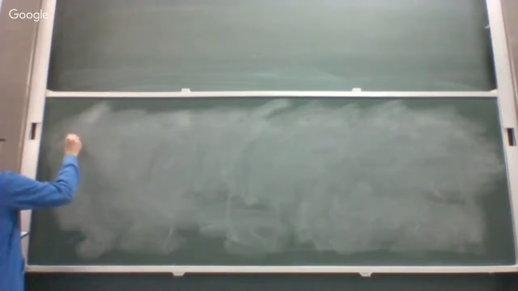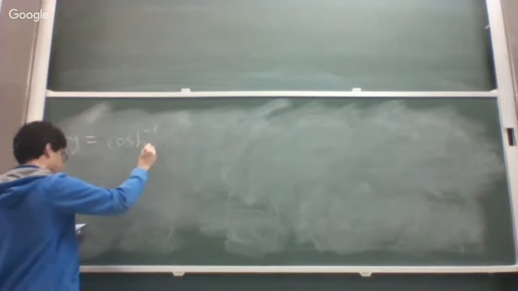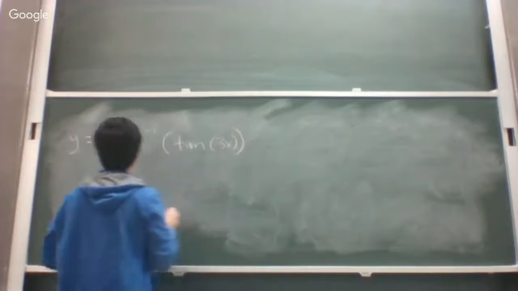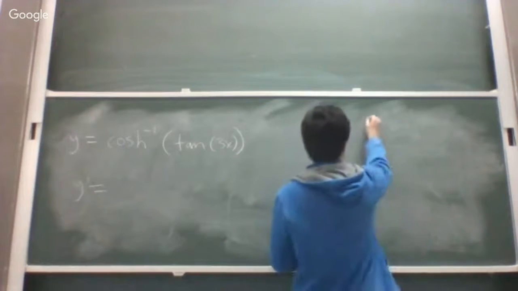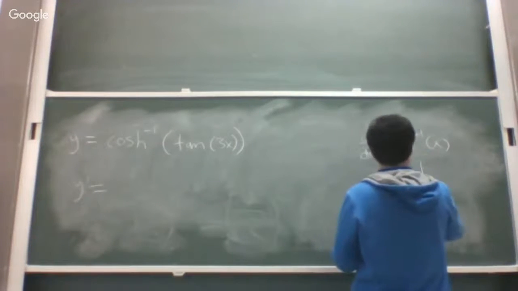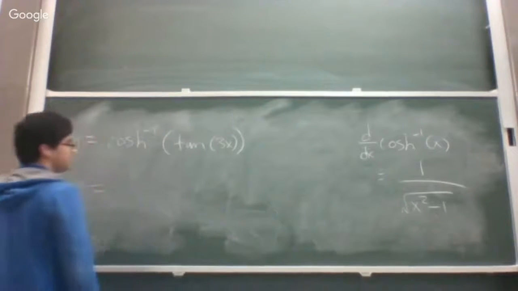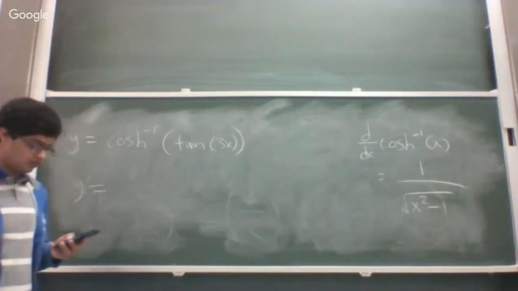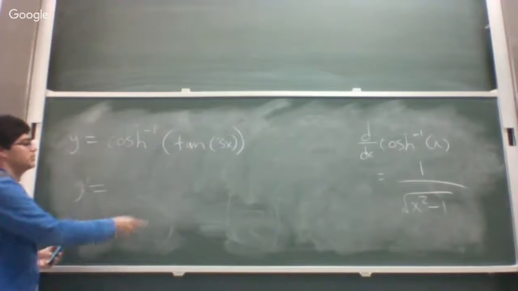All right, we have to find y prime of y equals cosh inverse of tan of 3x. You will be given this, but the derivative of cosh inverse is equal to 1 over the square root of x squared minus 1. The derivative of the inverses you'll be given. So what would my answer be?